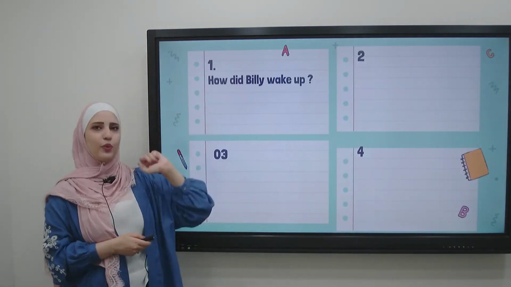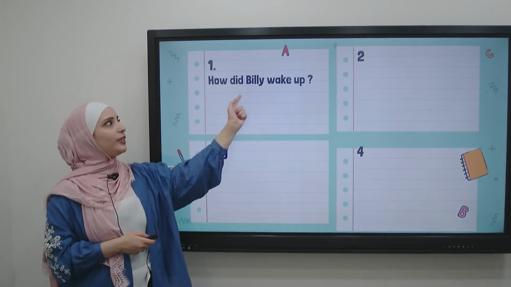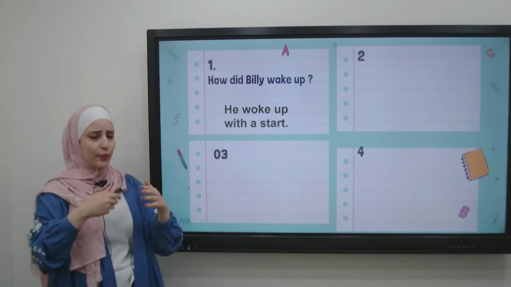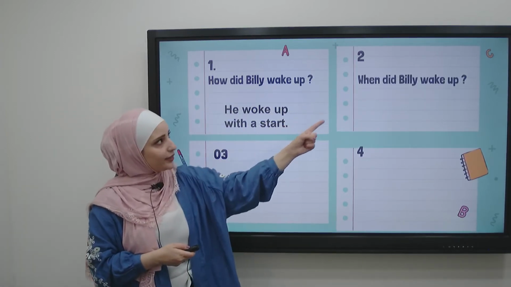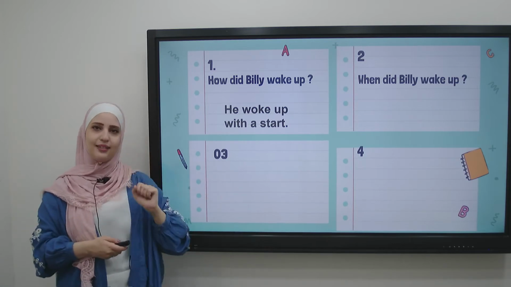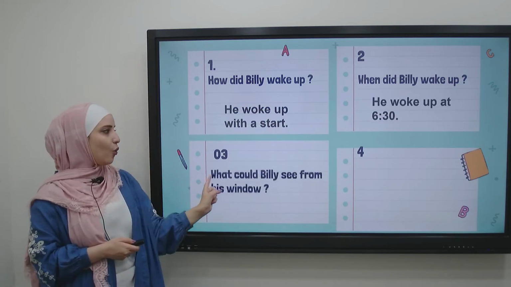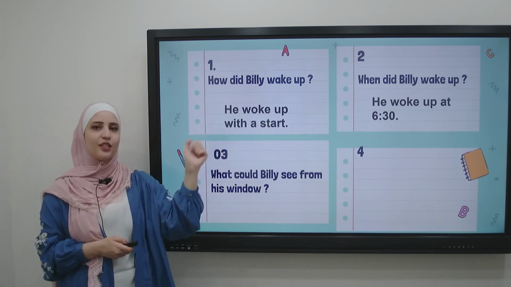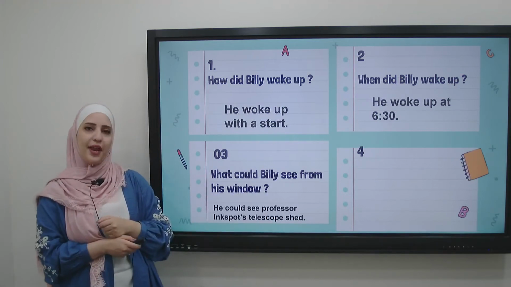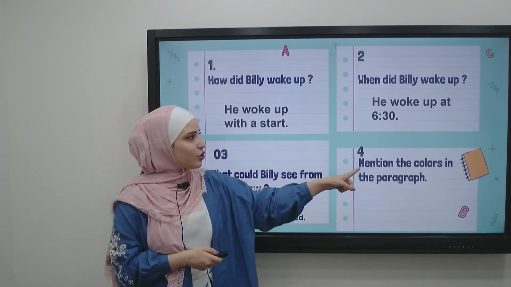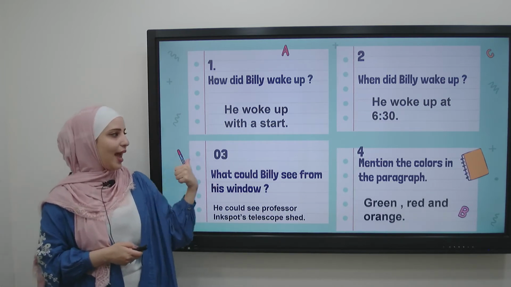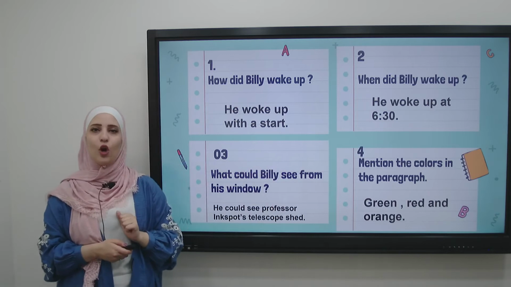So, let's start with our first question. How did Billy wake up? Excellent! He woke up with a start, quickly. Alright, when did Billy wake up? Excellent! At 6:30. What could Billy see from his window? Excellent! He could see Professor Inkspot's shed. Mention the colors in the paragraph. Yes, we have green, red, and orange.